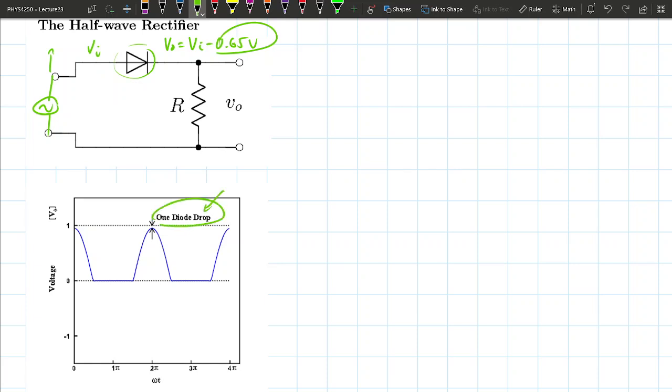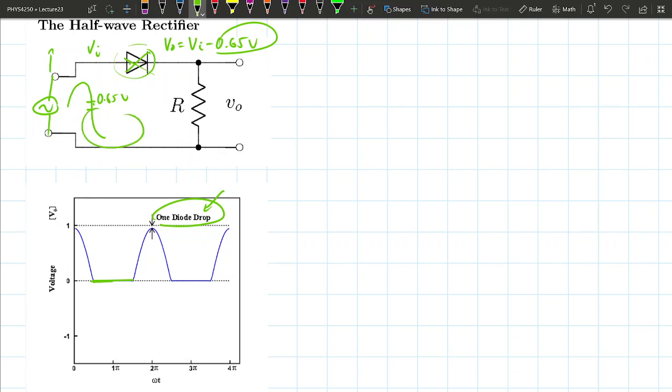But what happens is that an AC signal doesn't just stay positive; it goes negative. So when it drops below 0.65 volts, it can no longer overcome the depletion region between the N and the P junction. Now the diode becomes an insulator. When it becomes an insulator, no current flows, so the voltage here becomes 0. That's what happens here.